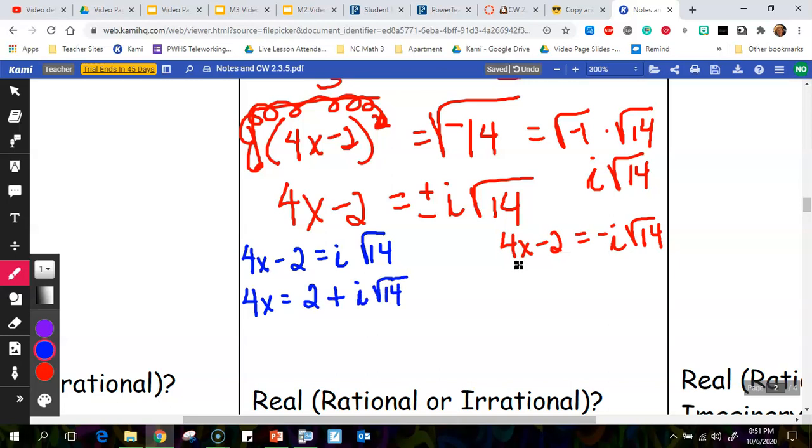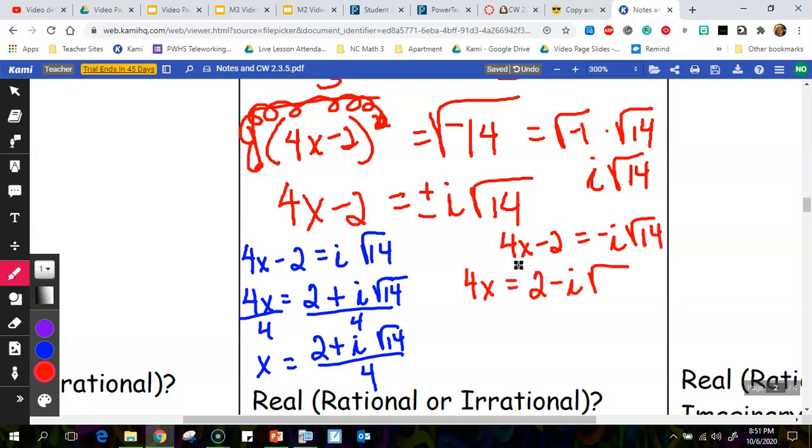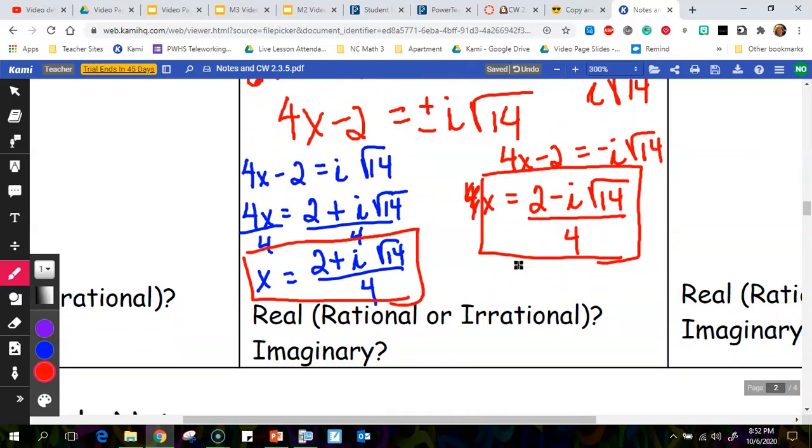And that's all you can do. You just write it like that. You can't combine it in any way. And then divide by 4. x equals, we'll just rewrite it just like it is, 2 plus i root 14 over 4. That's one of them. Okay, let's add 2 again. This time it's 2 minus i root 14, and then we know we're going to divide by 4, so we can just divide by 4 right there. Okay, so that's one of them. And that's the other one. And they are imaginary.